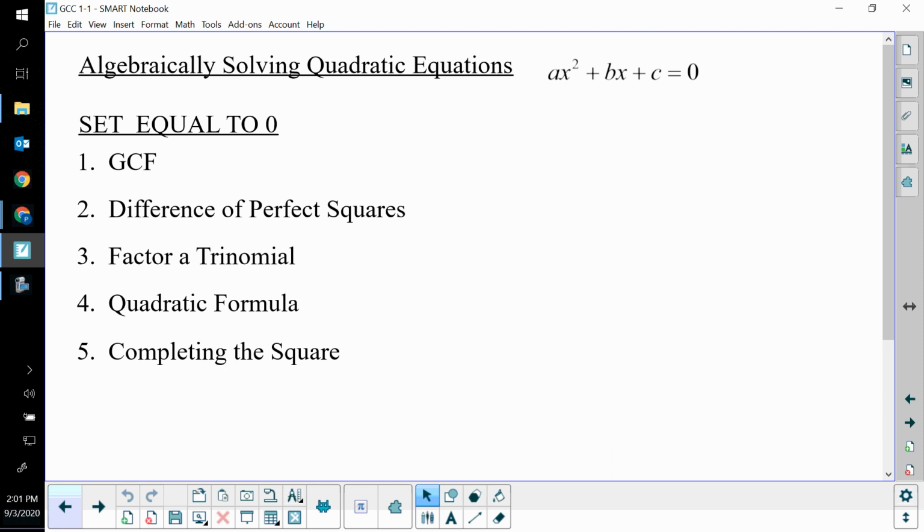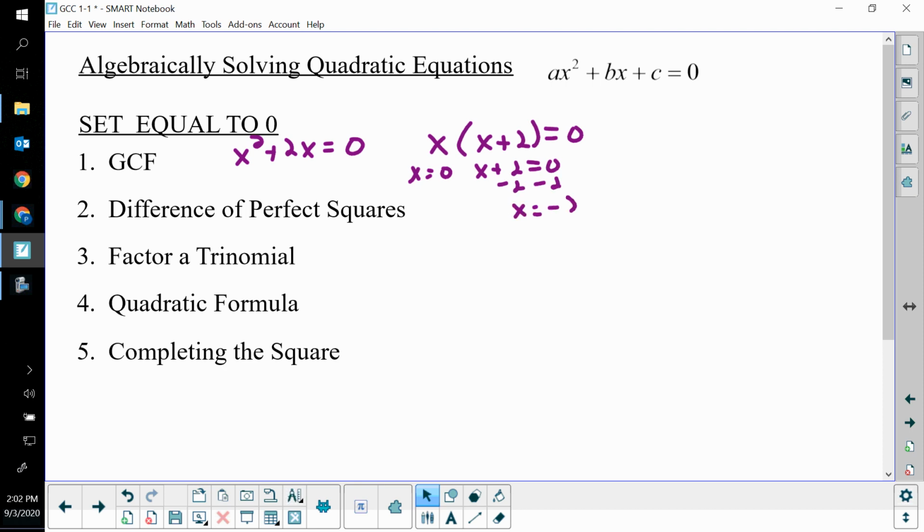An example of a GCF case would be, say you have x squared plus 2x equals 0. Because there's no constant, we could just take out a GCF, a greatest common factor, and you'd have x times x plus 2 equals 0. You'd set those each equal to 0 and solve. So that's an example of a GCF case. Difference of two perfect squares would be if you have x squared minus 25 equals 0. That factors into x plus 5 and x minus 5, and then we would go from there and solve it.